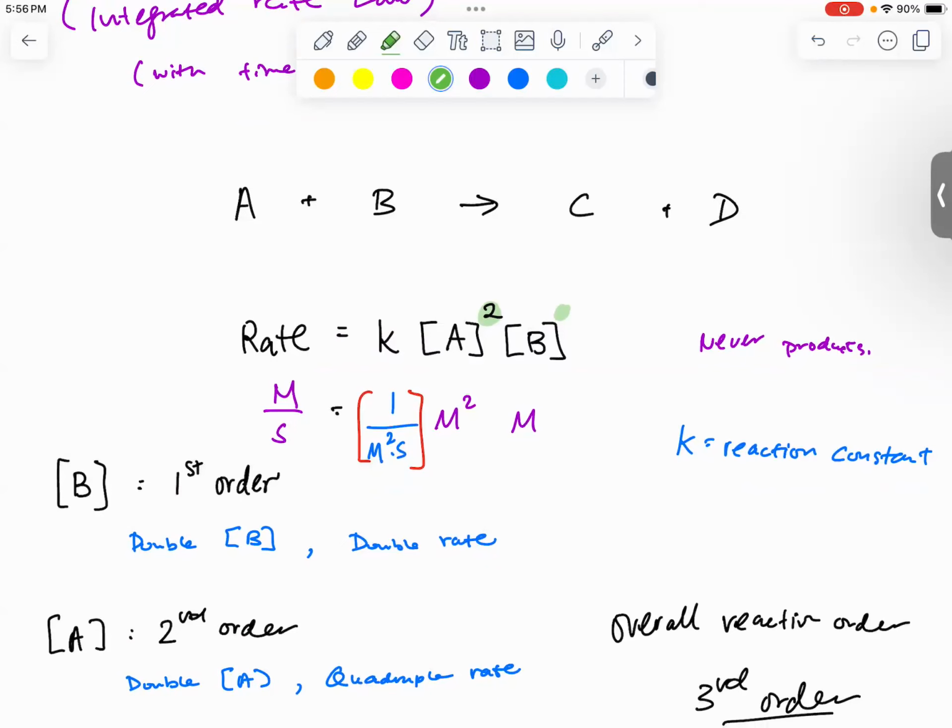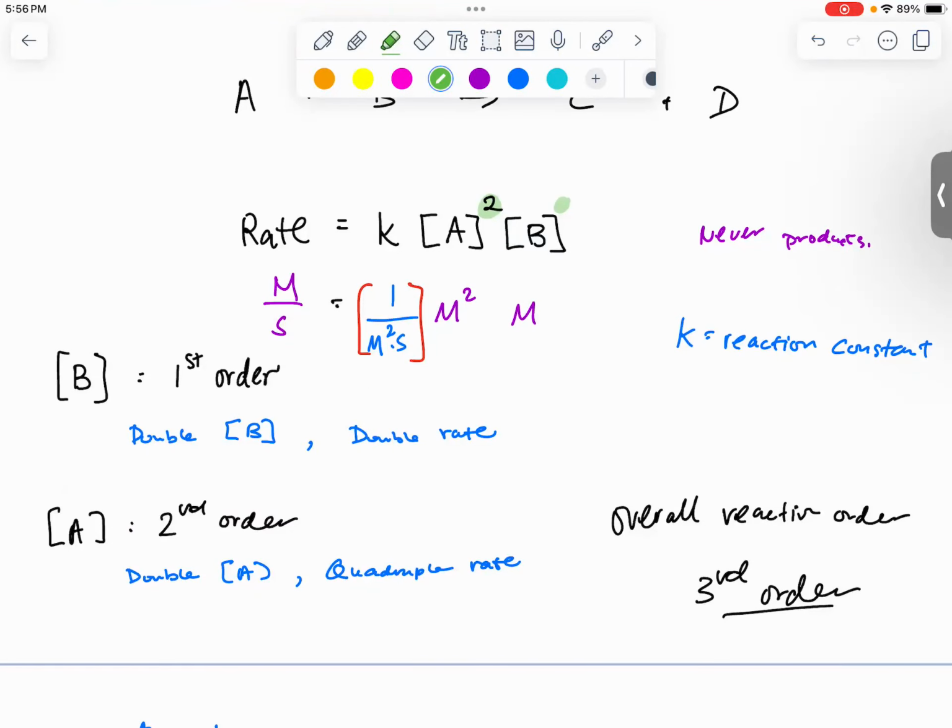Now think about this. Your stomach. Does the digestion rate of your stomach get faster when you eat more? I wish. Yeah. So you can consider that as a way to understand what it means to be a zero order. It doesn't change even though the concentration changes. So that will be zero order.